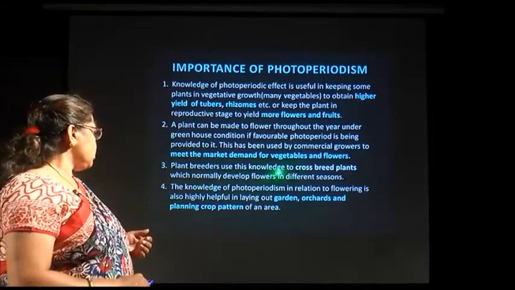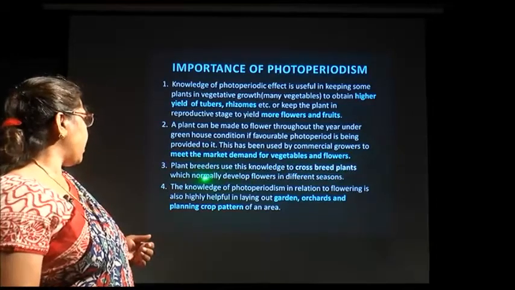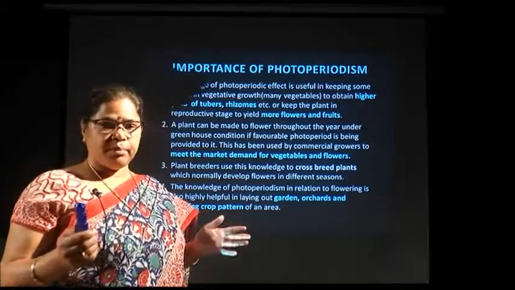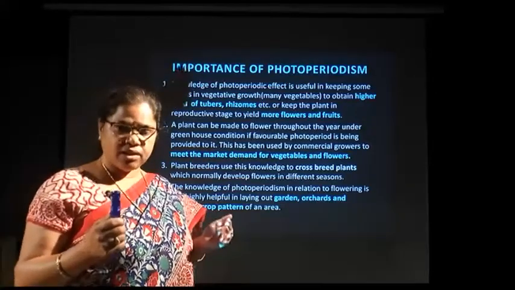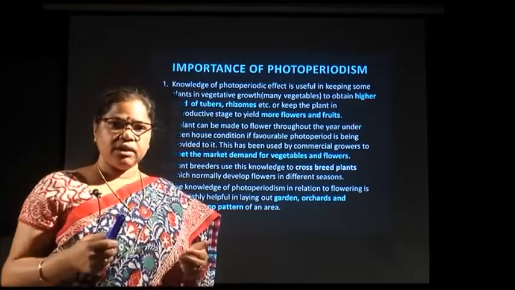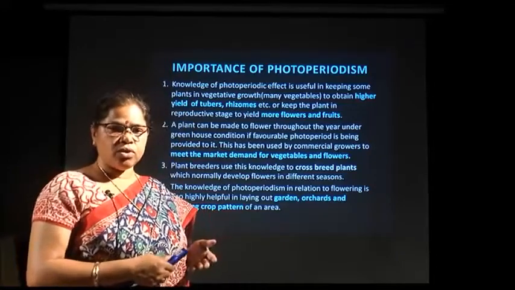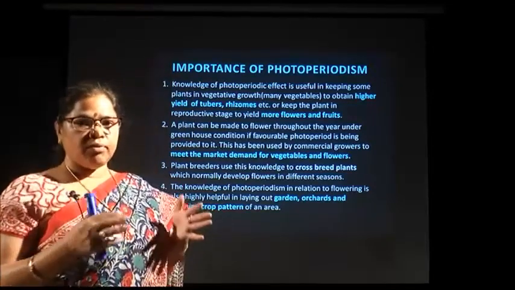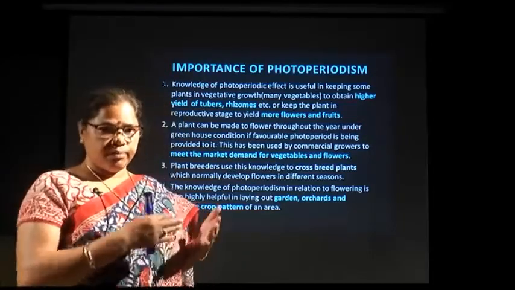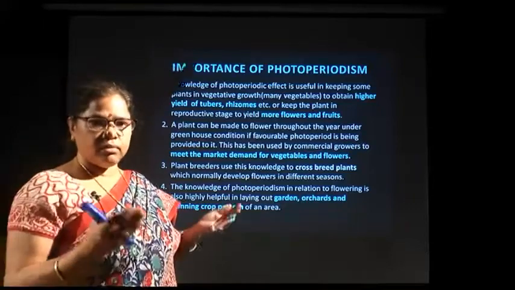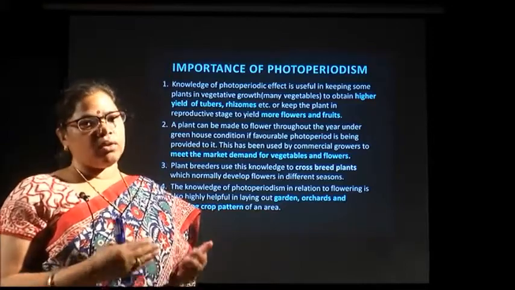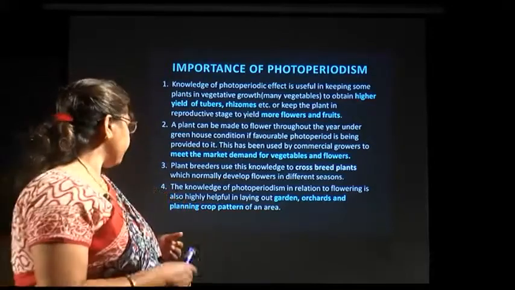Then plant breeders use this photoperiodic knowledge to crossbreed plants which normally develop flowers in different seasons. If the plant breeders want to cross two plants, and if they flower in different seasons, that will be difficult for the plant breeders to cross these two plants. So they have to flower at the same time. By knowing the photoperiodic knowledge of a particular plant, the two plants can be made to flower at the same time, so that the cross breeding experiment is possible between them.